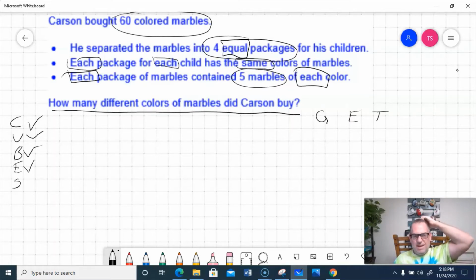So go ahead and break this problem apart, and I think I'm going to start with first the total. It looks like here he bought 60 marbles, and that's 60 marbles total. So I'm going to put the 60 right here in my total. And he separated the marbles into 4 equal packages for his children. So the packages sounds like that's going to be my group. So there's 4 groups. So what we need to do is figure out how many marbles are in each package, is my first step. So I've got 4, and these are packages. And the 60 are marbles.